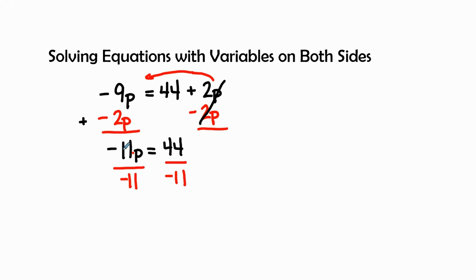Therefore, I have -11 divided by a -11 gives me p by itself. And I have a positive here, so a positive and a negative is going to give me a negative answer, and 44 divided by a -11 will give me a -4 as an answer. So let's go ahead and check.